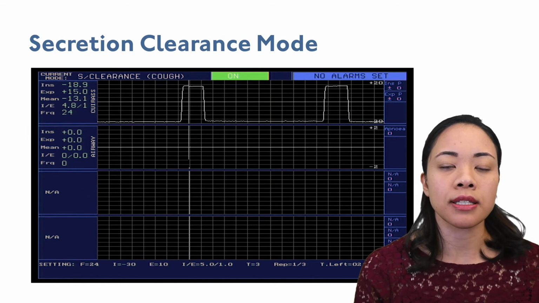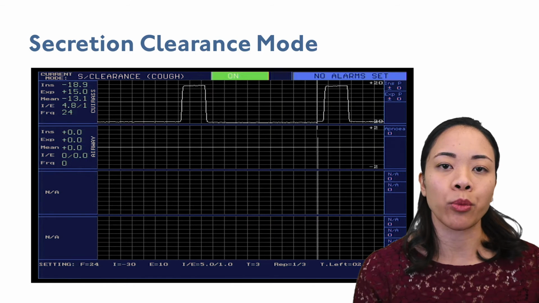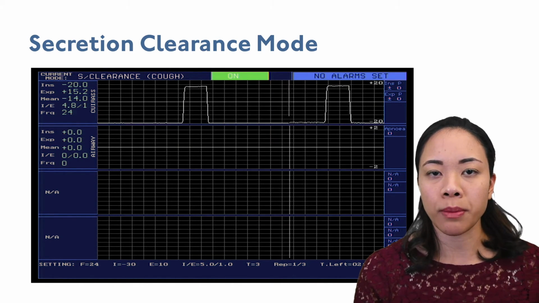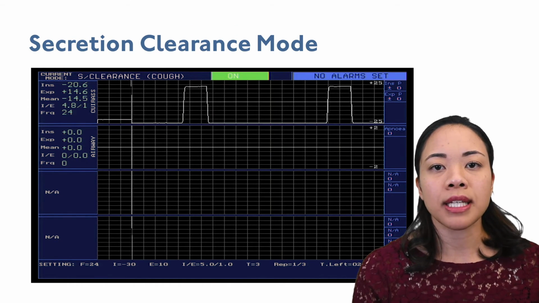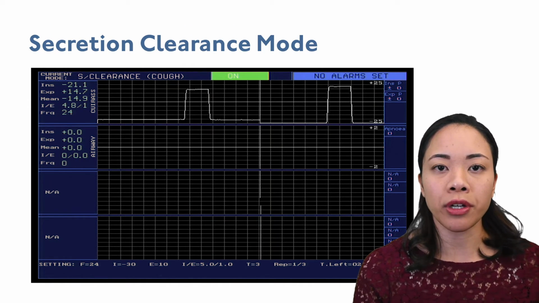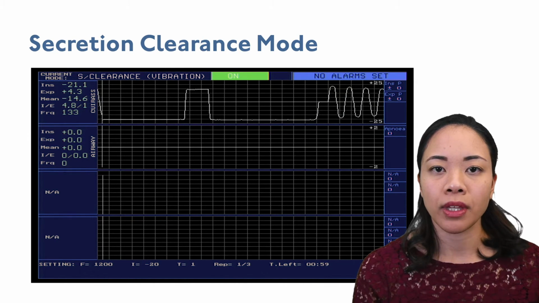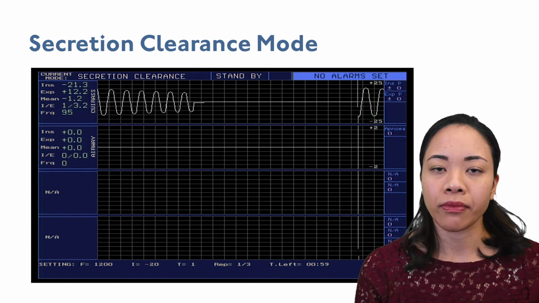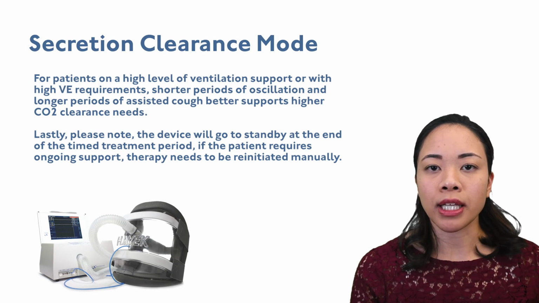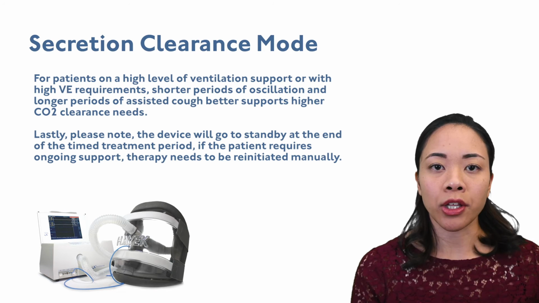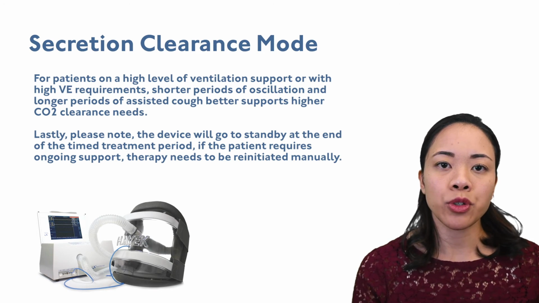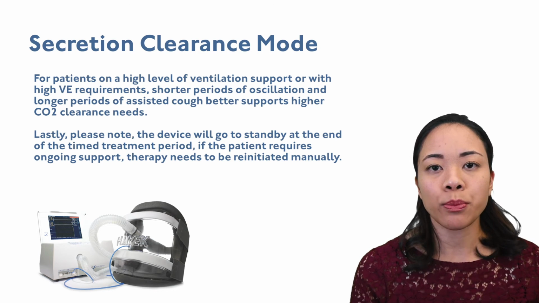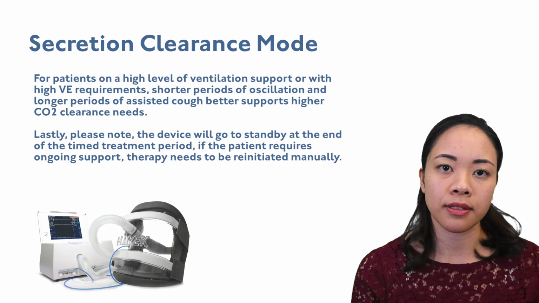A whole cycle is considered one vibration cycle followed by one cough cycle. Set the repeat count to create the desired length of treatment. For example, a 6-minute cycle repeated 5 times yields a 30-minute secretion clearance treatment session. 20 to 40 minutes is the total recommended treatment time. For patients on a high level of ventilation support or with high minute volume requirements, shorter periods of oscillation and longer periods of assisted cough better support higher CO2 clearance needs.